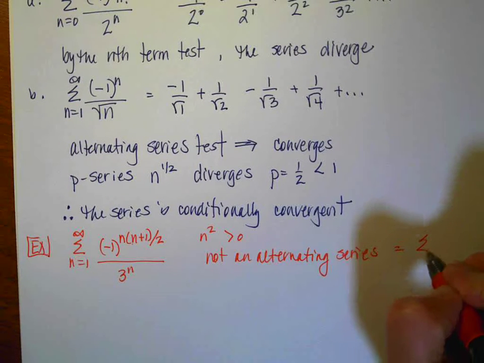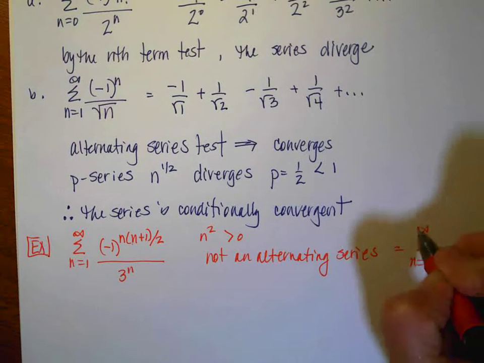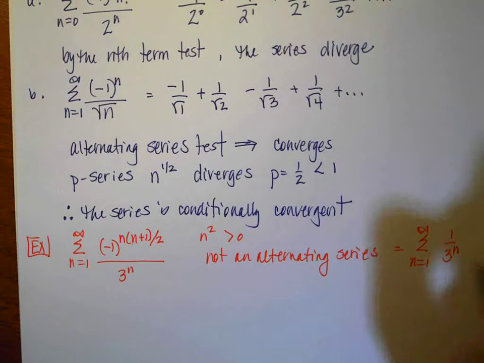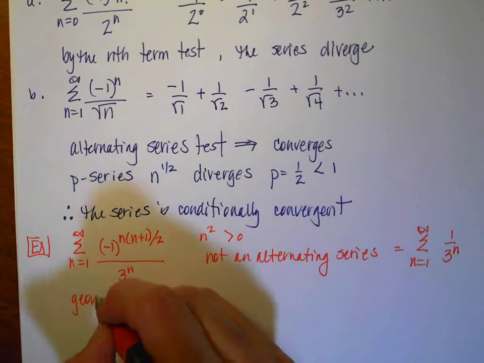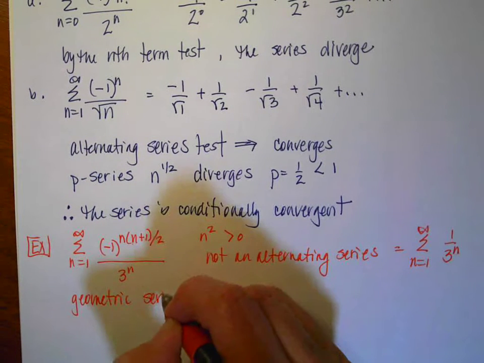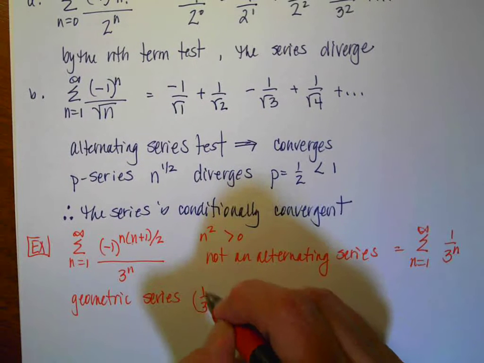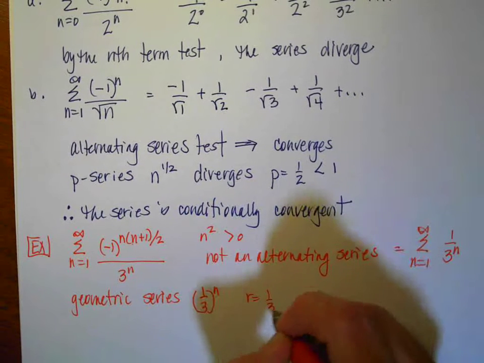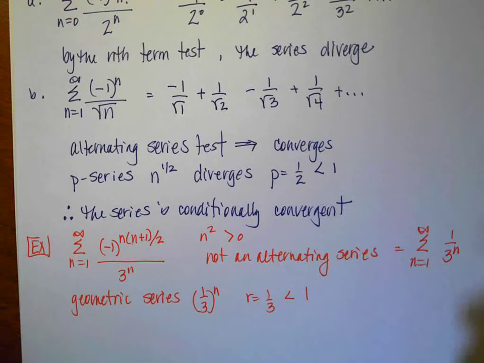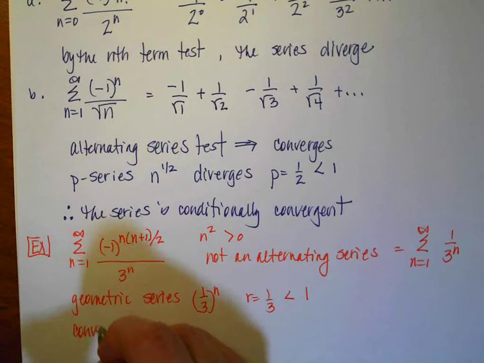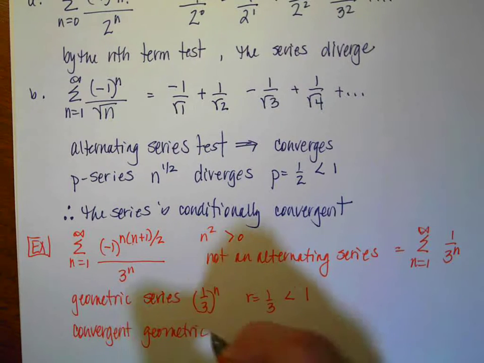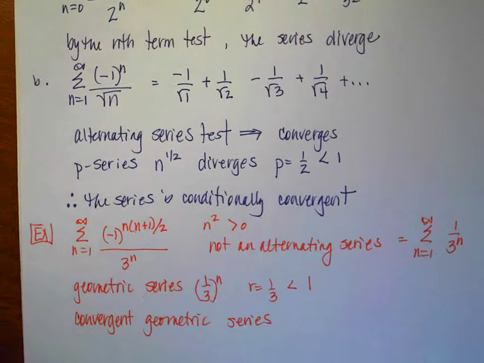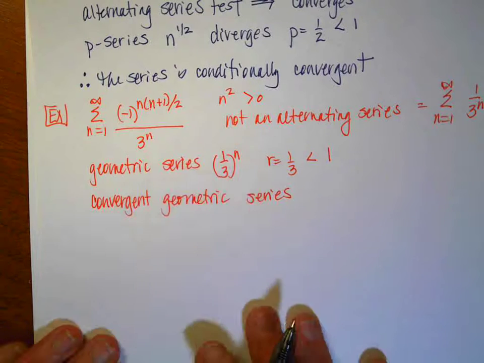So since it's not an alternating series, that means that it's going to grossly resemble the sum from n equals 1 to infinity of 1 over 3 to the n, okay? And then this is just a cute little geometric series. Remember, I could write this as 1 over 3 to the n, so my r is a third, which is less than 1, okay? So that means that this is a convergent geometric series. Well, that was very polite.